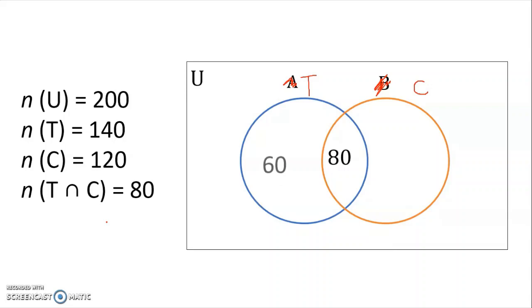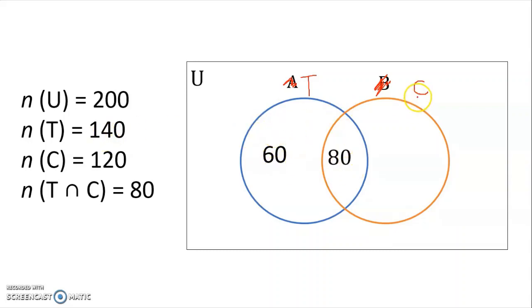And then we have 60 para dun kay set T. Okay, kay set T only, bakit 60 siya, ma'am? Kasi sinabi dyan, the cardinality for set T is 140. So, dapat, you find a number that when added to 80, kasi may 80 ka na dyan sa intersection ni set T and set C, when you add to 80, it would be equal to 140. So, yan ay 60. Okay? Or pwede nyo gawin, 140 minus 80 is 60.